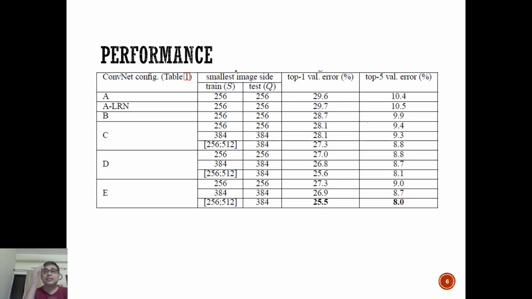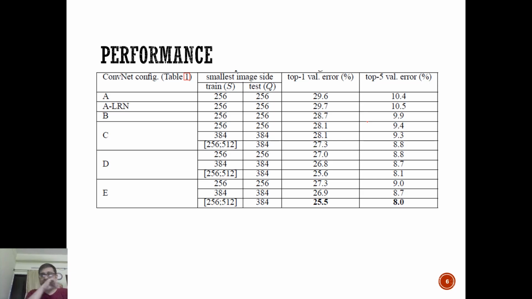Okay, so this now is about the results. If you look at this, it is compared with the top 1 validation error and top 5 validation error. Top 1 means you are predicting that image label correctly, and for top 5, the correct label does not fall even in the top 5 predictions. So that is your top 5 validation error.